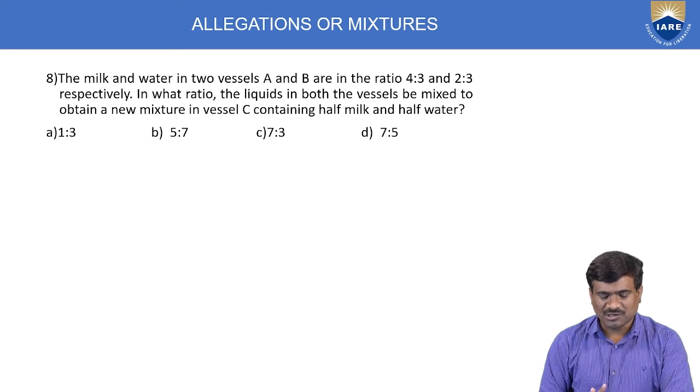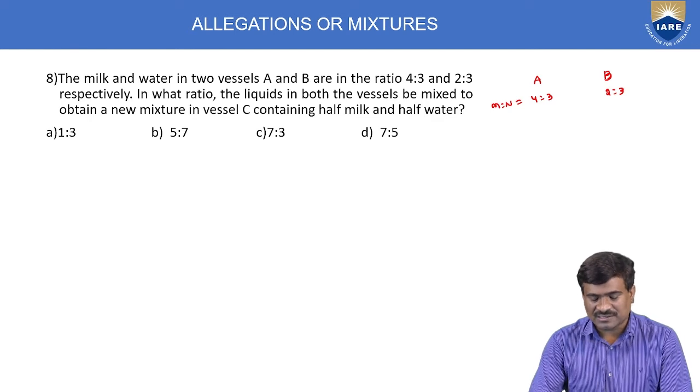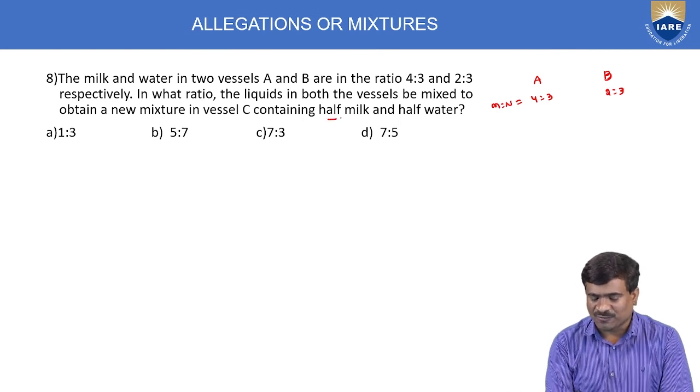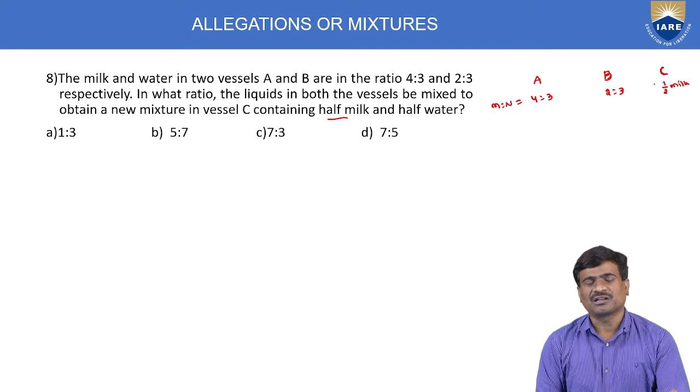Important. Milk and water in A and B are in the ratio 4:3 and 2:3 respectively. Suppose A container or A vessel and B container. A container has milk and water in the ratio 4:3 and B container 2:3. In what ratio must the liquids be mixed to get a new container containing milk and water in the ratio 1:1? The C container is called the mixed pot.